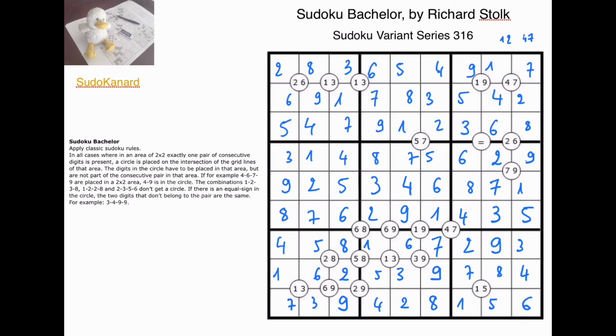Well, to be more rigorous, I should check every 2x2 box to determine whether there's a missing circle or so, but I'm sure that Richard and his test solvers have checked this already.